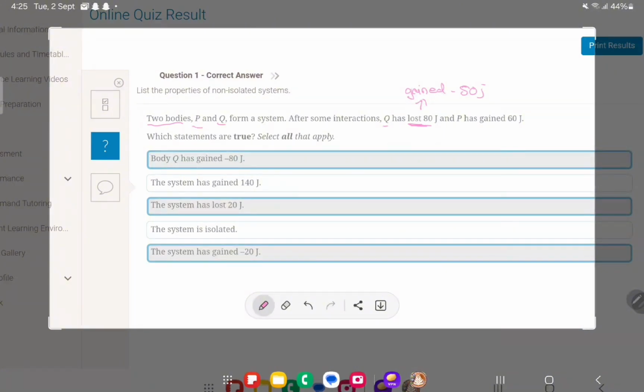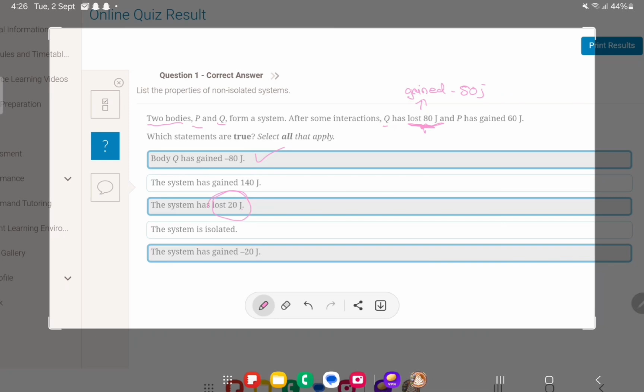This is not a non-isolated system, because a non-isolated system doesn't lose energy. And here, they started off with 80, but the other body has 60. So body Q has gained negative 80 joules, it's obviously correct, but the system has gained 140? You don't add the joules, okay? The system has lost 20 joules, it's correct, because they started off with 80, and body P gained 60 joules. So the system lost 20.